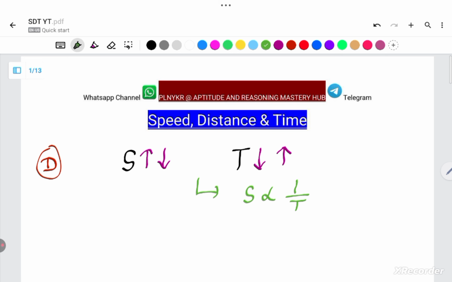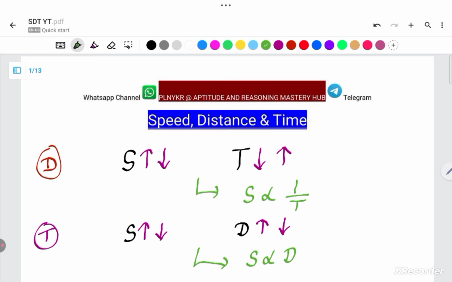In the second case, we'll be taking the time as constant. Then how are speed and distance related? If you take 1 hour, let me ask which train will be covering more distance, either the Vande Bharat or the passenger. Definitely it will be Vande Bharat because the speed of the Vande Bharat will be more than the passenger. So with more speed we'll be able to cover more distance. With less speed we'll be covering less distance. So these two terms, speed and distance, are directly proportional.